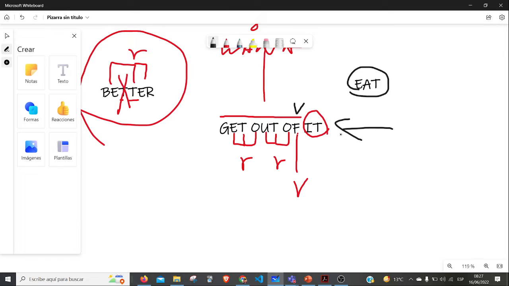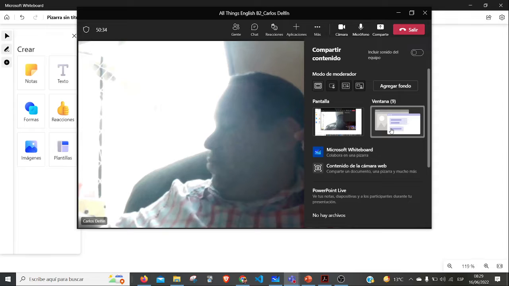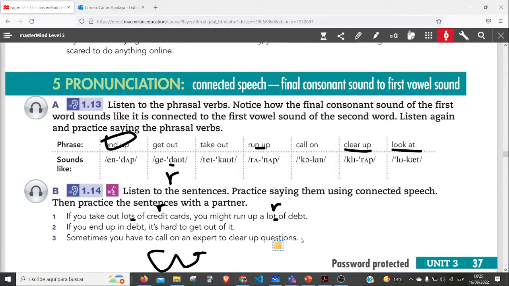We have to continue with the book. Up here. So now you please read again sentence number 2. If you end up in debt, it's hard to get out of it. Amazing. Get out of it. Repeat. Para que tu lengua se acostumbre. Get out of it. Get out of it. Amazing.